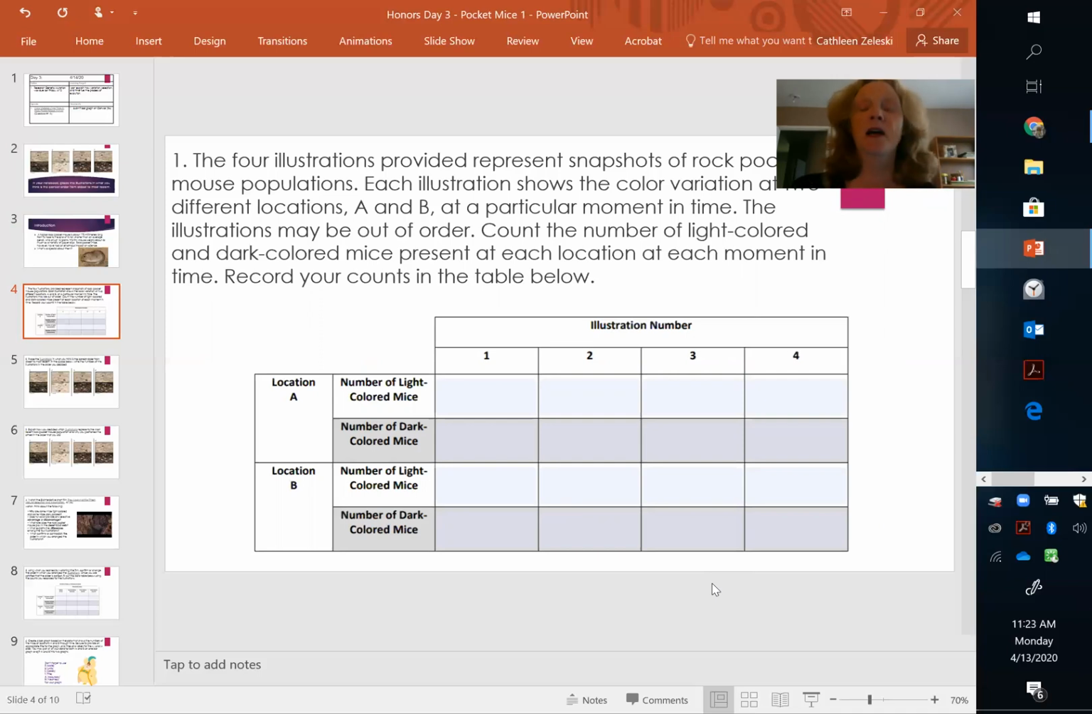Again, stop the video if you need to. Go back and recheck to see if you did it correctly, and make a notation of this. Create this chart in your spiral notebook. So stop the video. Go back and do that.